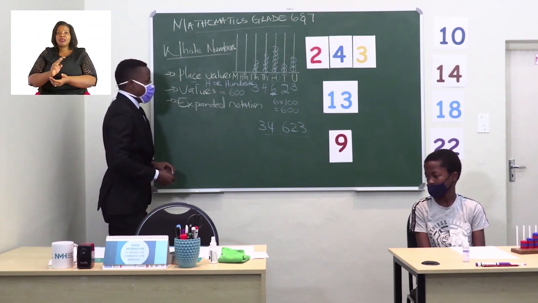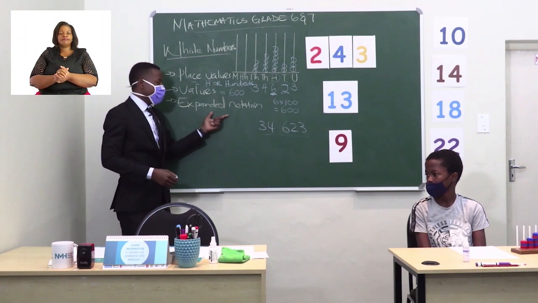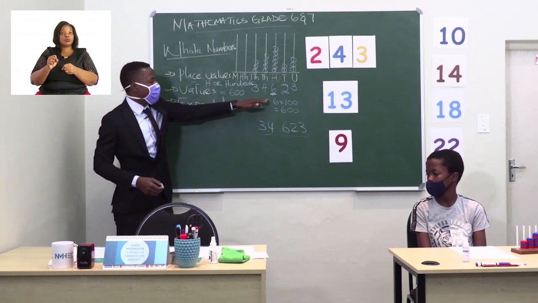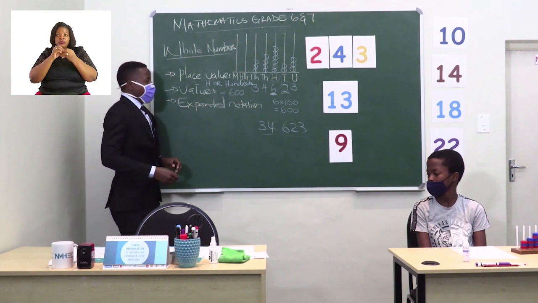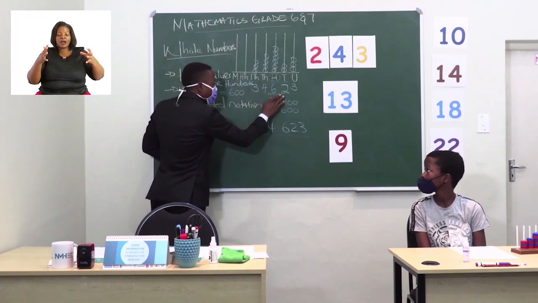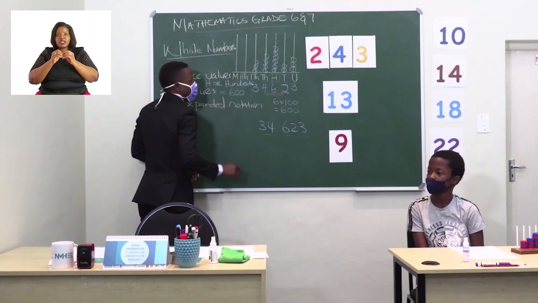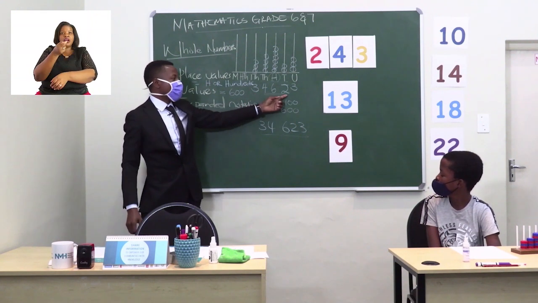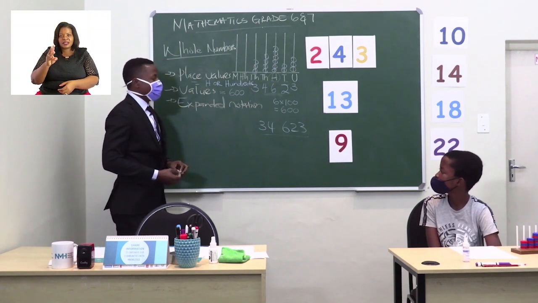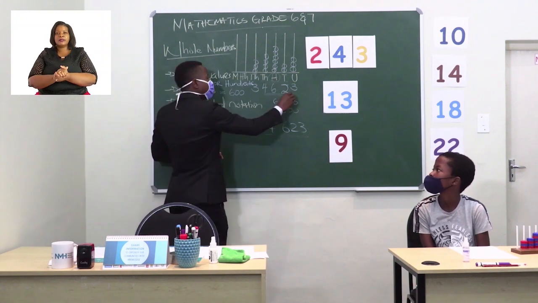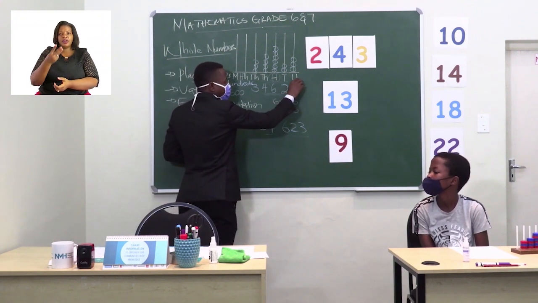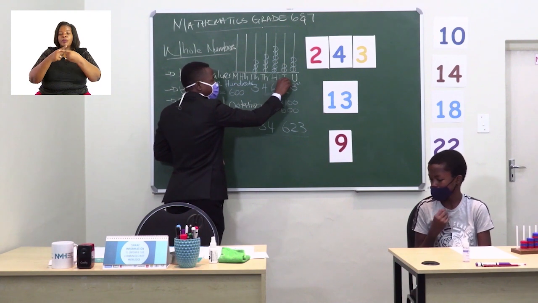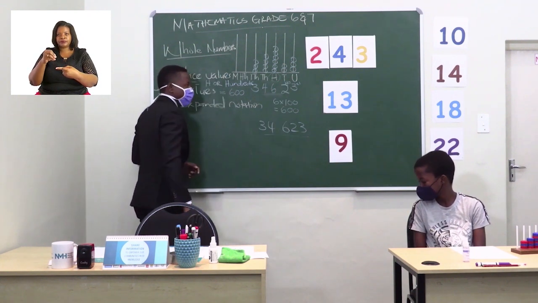That is the answer. And if I have to ask for the expanded notation, the expanded notation cannot be asked in such a way as an underlined digit. No. An expanded notation will require all the digits in the number 34,623. We get it how? 3 in position of a unit, you multiply with 1. 2 in position of tens, you multiply with 10.